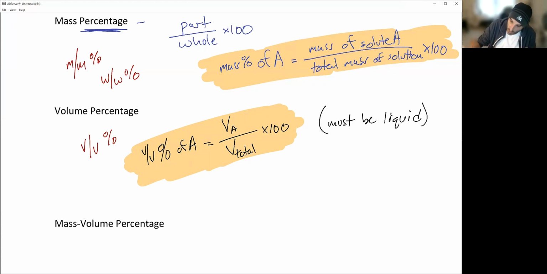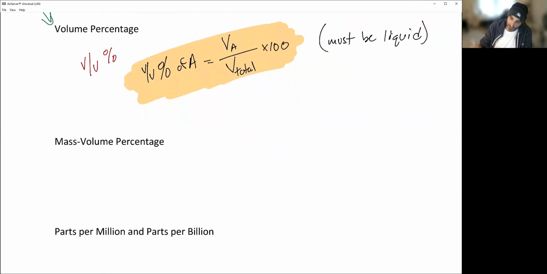By the way, you can convert between the two of these using a density. A density is what you would use to convert between the two, at least for the solution. You could get the volume part to convert it into a mass if you know the total density of the solution. Okay. All right. Last one.